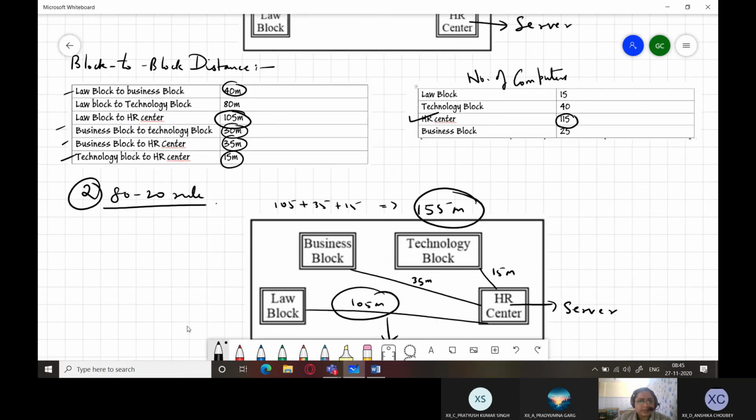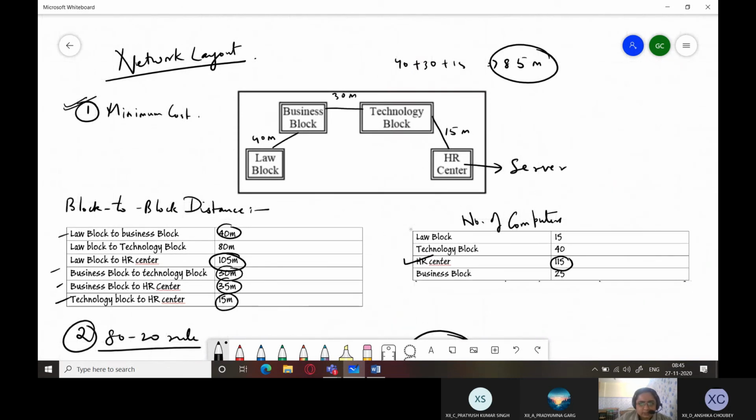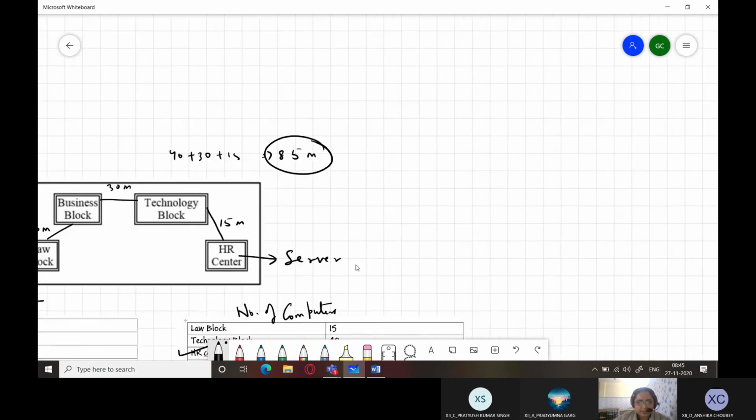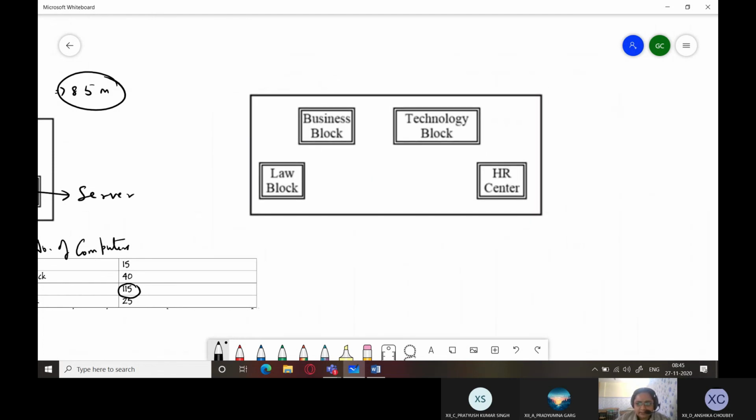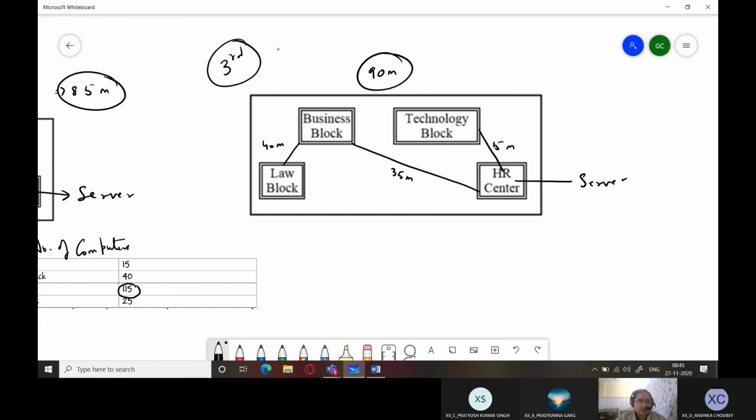And the most suitable one, what do you think? I think the most suitable one could be when I'm connecting, I'm going to paste it once again over here. This is the one with the server, okay? So I can connect these two together, that is 15 meters. I can connect business block with HR center which is 35 meters, and I can connect law block with business block with just 40 meters, which will be just 5 meters more. A 90 meter distance will be formed. So this is my third option, which is a combination of minimum cost and the 80-20 rule.